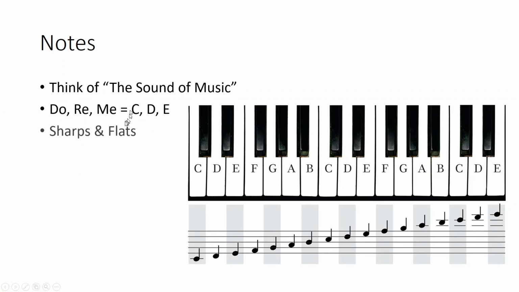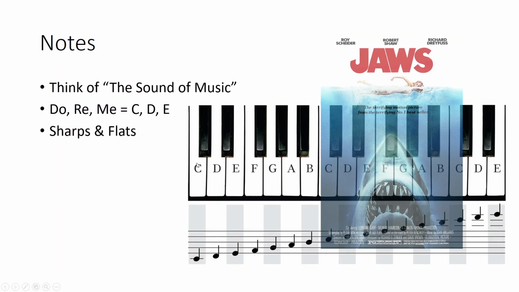Okay. And sharps and flats, that's where, at points between these notes, you see the black notes. There are points where you feel like, I wish I could have a note somewhere in between C and D. There's some frequency that sits there. And in musical terms, we call that sharpening the C.